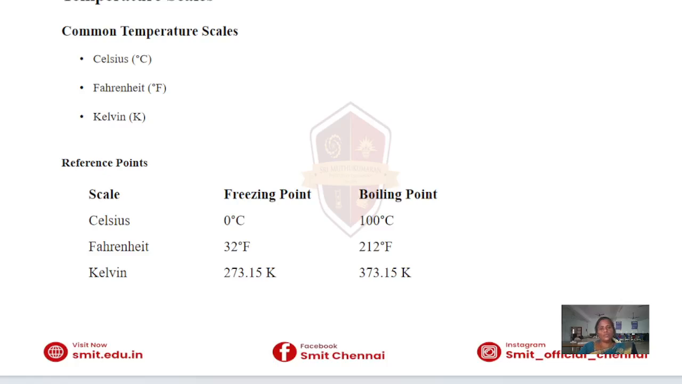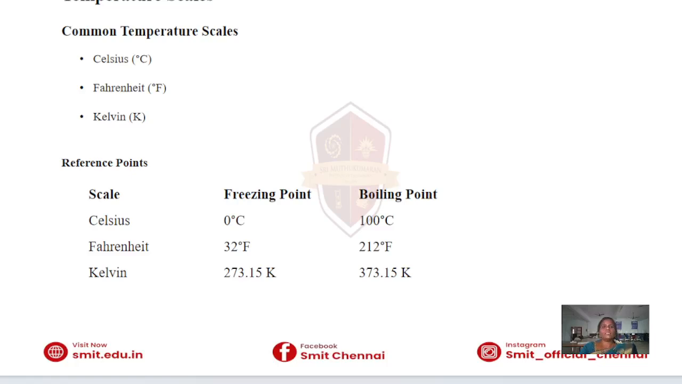Temperatures can be expressed using different scales. The three most commonly used scales are the Celsius scale, Fahrenheit scale, and Kelvin scale. In the Celsius scale, water freezes at 0 degrees Celsius and boils at 100 degrees Celsius. In the Fahrenheit scale, water freezes at 32 degrees Fahrenheit and boils at 212 degrees Fahrenheit.